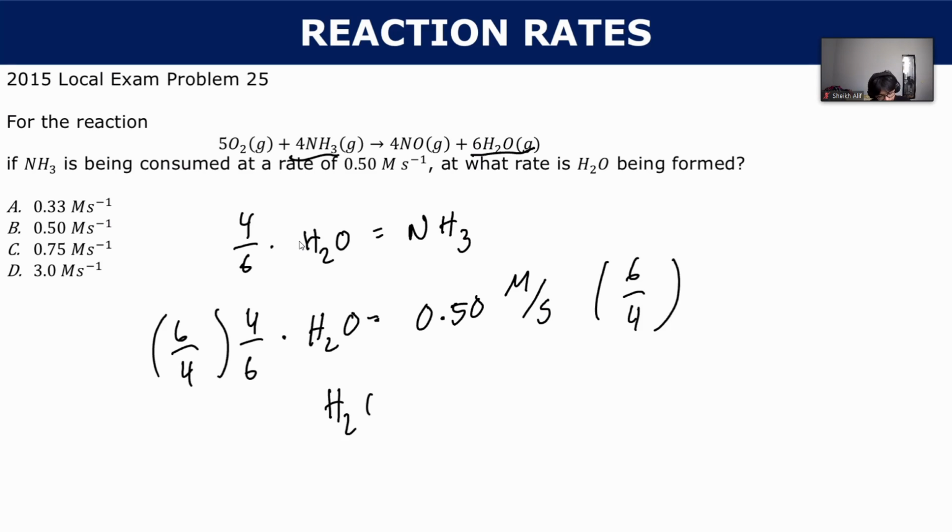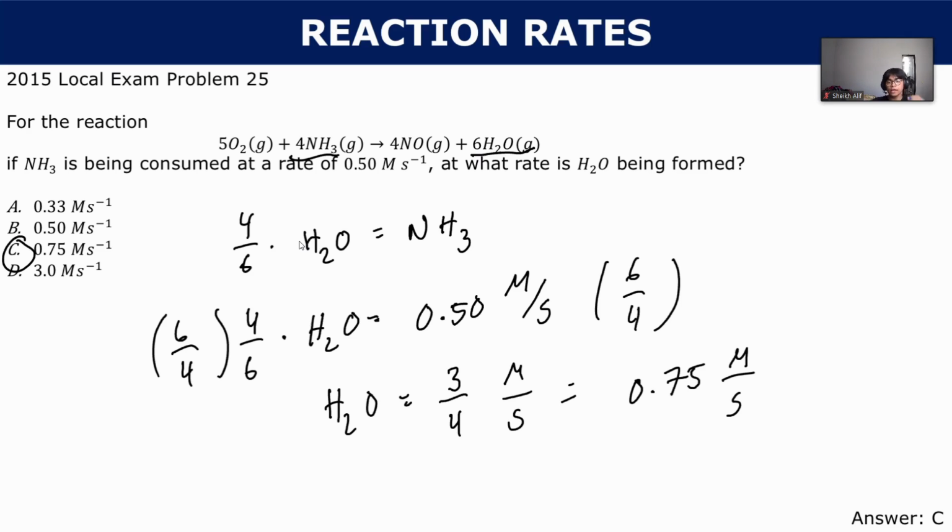And you just do a little bit of algebra, and you realize it's going to be 3 over 4 molarity per second, which is just 0.75 molarity per second, which is answer choice C, and that is correct. So again, these are stoichiometric, but more than anything, these are relative to each other. As long as you know the rate of one reactant, you can determine the rate of any other reactant or any other product using those stoichiometric ratios.